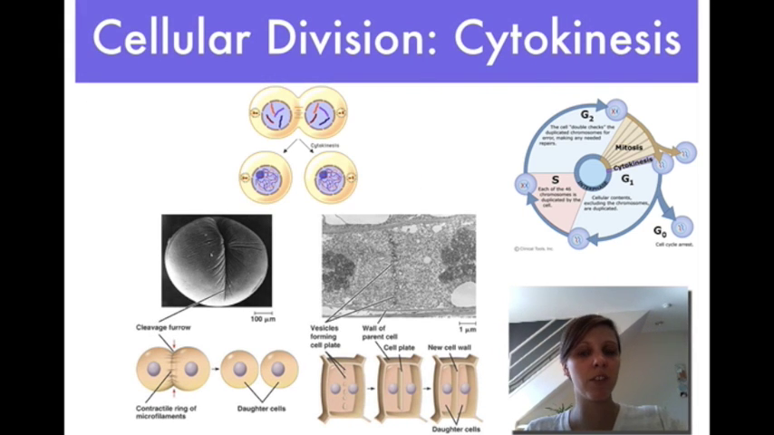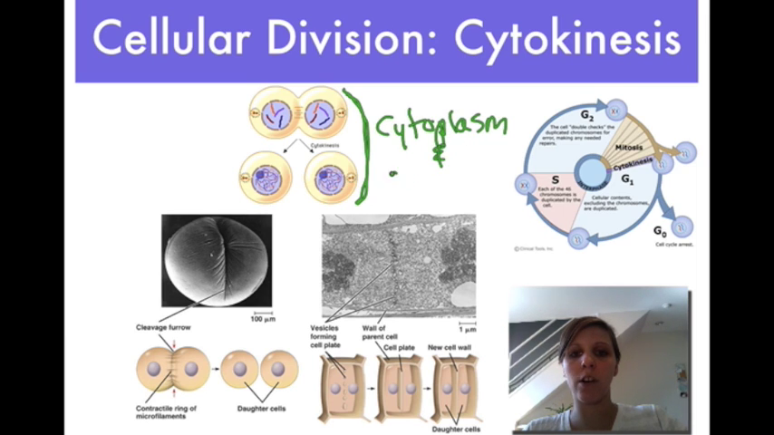The next part of cell division is cytokinesis, and this is a very, very simplified image of that, where the cytoplasm and the organelles are divided. So really we've already got the DNA separated, we need to divide the rest of the cell. Now it's a little bit different between animals and plants, so let me just show you that real quick.